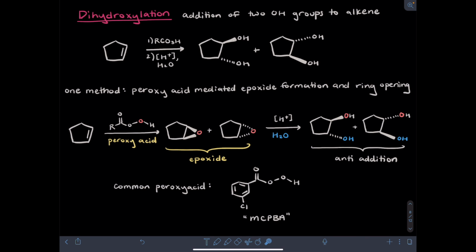An example of a common peroxy acid you might see in the textbook is this one. It is known as MCPBA. So in the textbook, they could draw out a peroxy acid structure. They might write RCO3H, or they might just write MCPBA. So you should know that MCPBA is a type of peroxy acid.